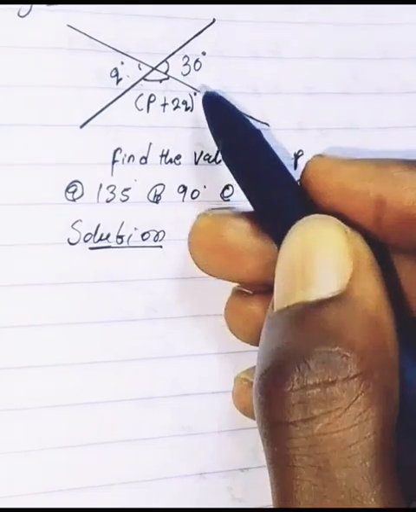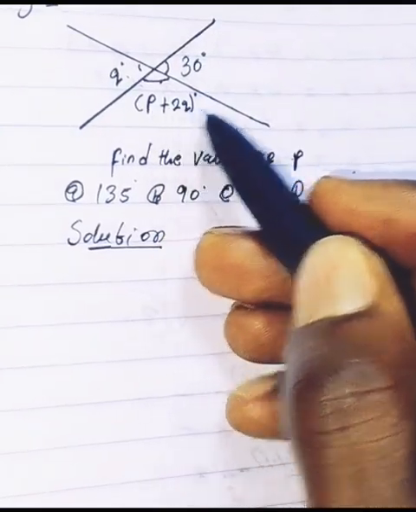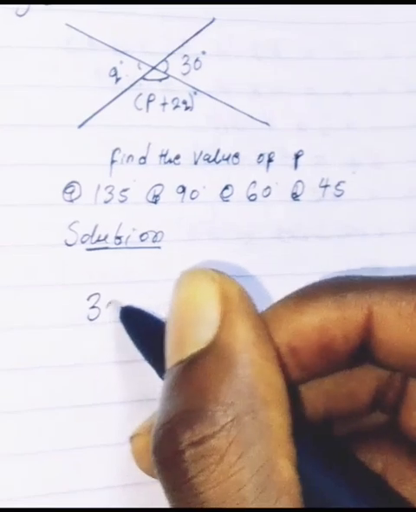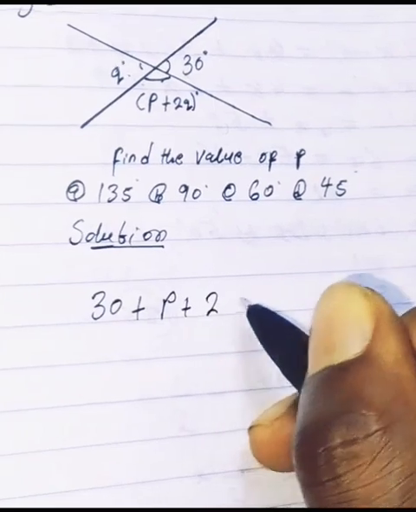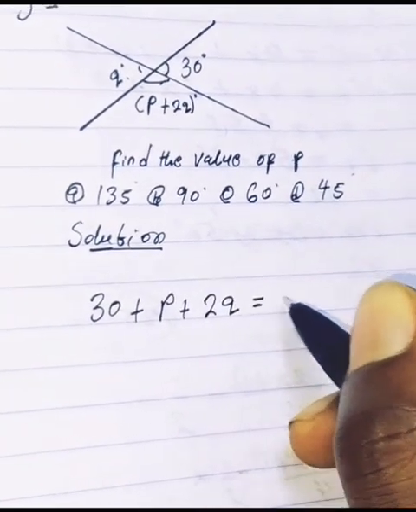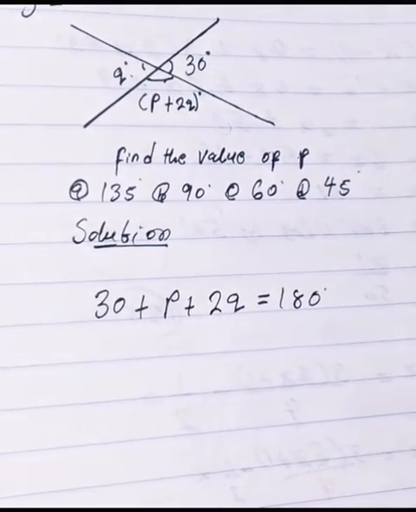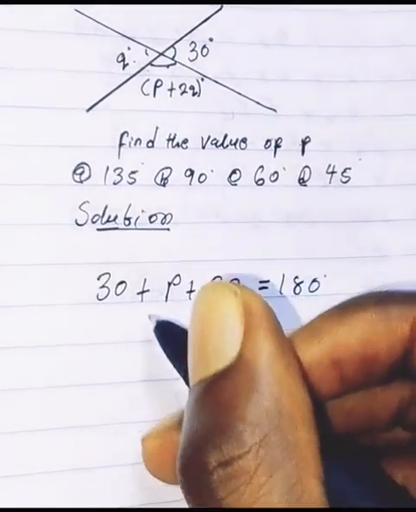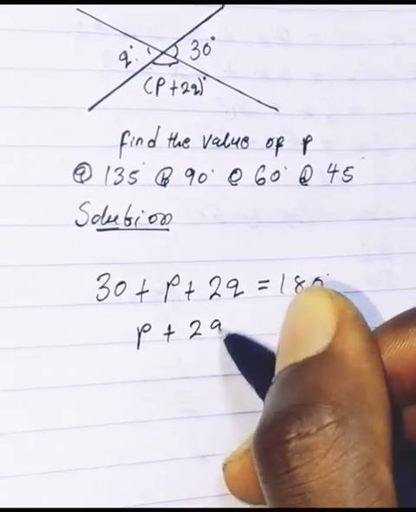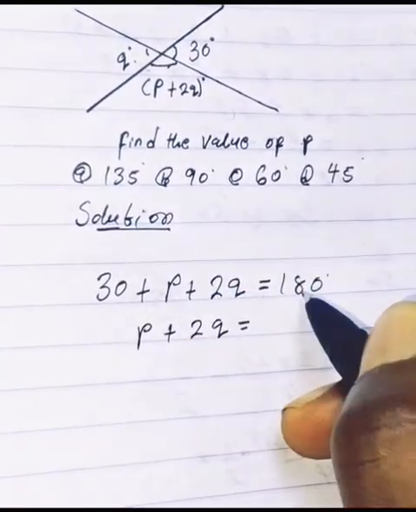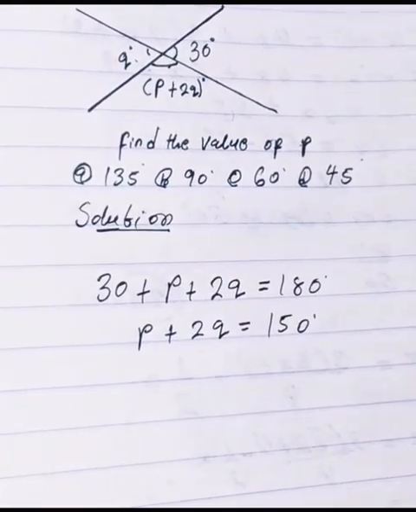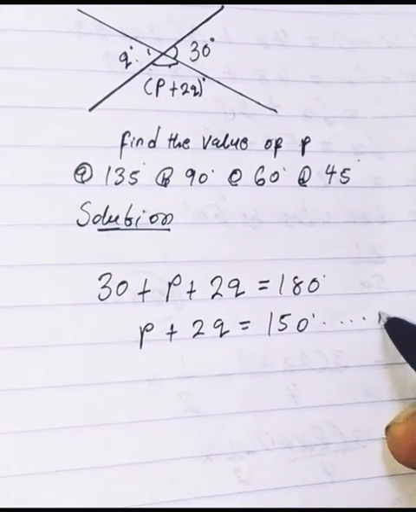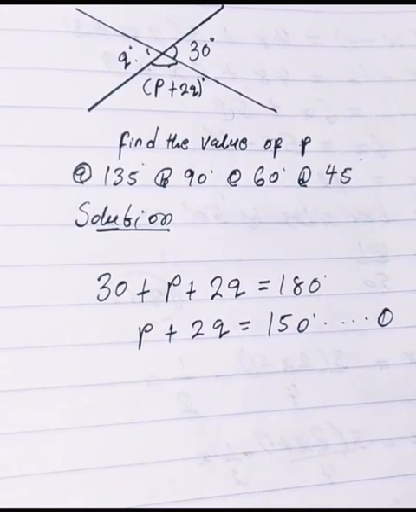Now let's solve. This is 30 and this is p plus 2q. Now we write it out: 30 plus p plus 2q equals 180 degrees. That's the first part. From here we have p plus 2q equals 180 minus 30, which gives us 150. Now that's equation 1. That's equation 1. Can you see that?